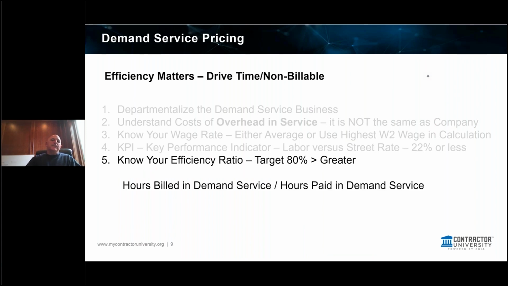And so that brings me to the next data point, which is efficiency. We're looking for 80% efficiency or greater. That's a tough nut. It's very difficult to achieve that. However, that's where maximum profitability occurs in service. The industry average is about 50%. So we have to take into account non-billable time.